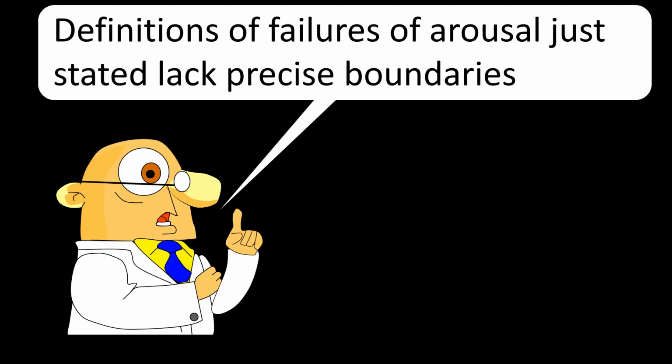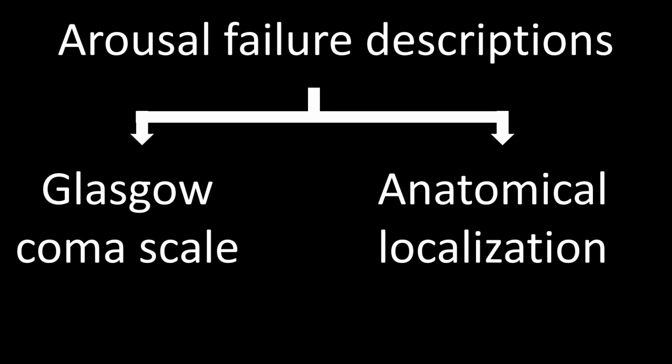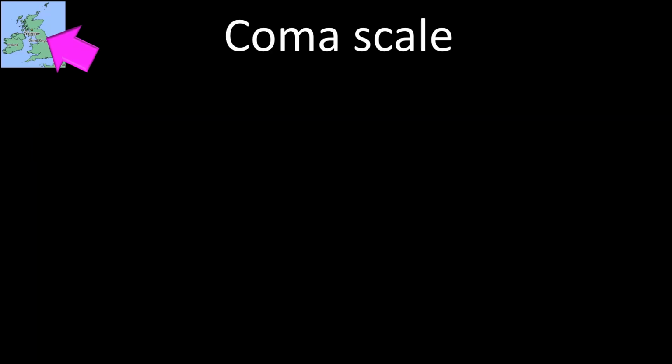As you have probably figured out from this talk so far, the definitions we have used lack precise boundaries. This shortcoming has triggered the development of more precise terminology. One, numerical, the Glasgow Coma scale, and the other one descriptive, based on anatomical localization. We will first address the Glasgow Coma scale.